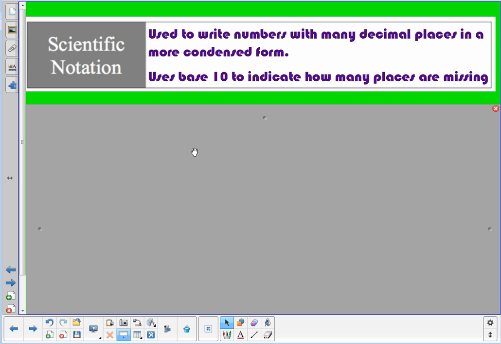We use base 10 to indicate how many decimal places the decimal point has moved, because every time you move your decimal point, it's one factor of 10. Similar to saying percent is out of 100, that's 2 factors of 10: 2 zeros, 2 decimal places, 2 factors of 10. So anyways, we're in base 10 when we're in scientific notation.